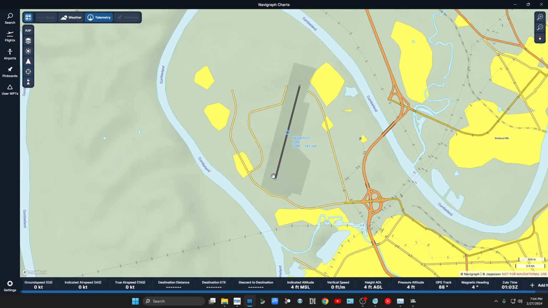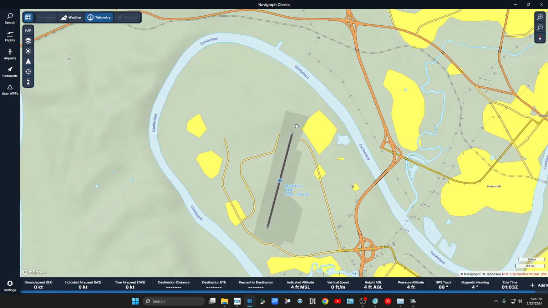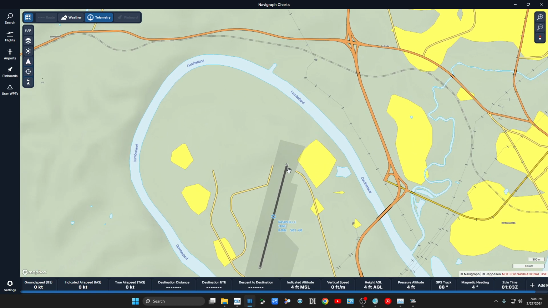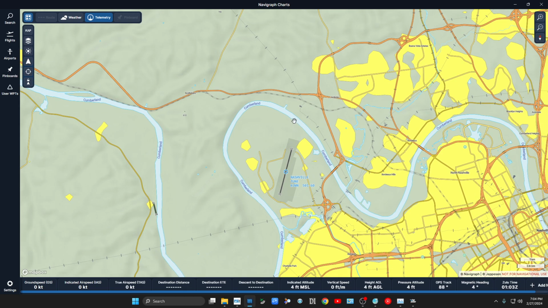So let's imagine you're going to depart runway 2 and you're going to fly this way, which is a northerly direction. Actually, it'd be northeast. So you're going to fly this way and you're going to fly left traffic. So that would be to the left side of the runway. If you were to fly right traffic, you'd fly to the right side of the runway.